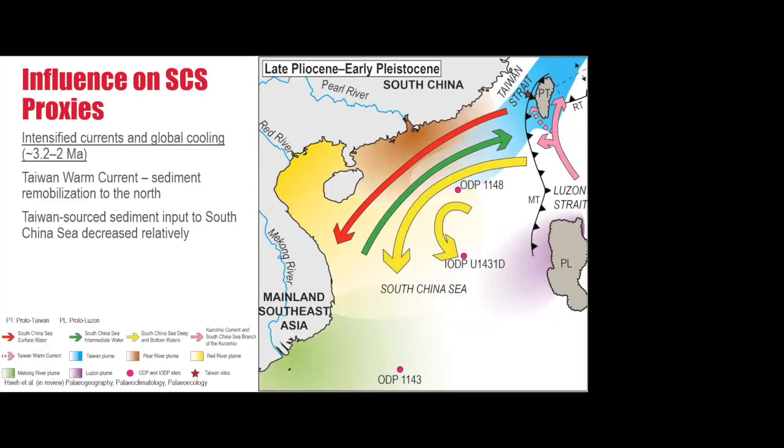And then by 3.2 million years ago, the continued southwest migration of Taiwan and its growth resulted in the formation of the Taiwan warm current, which remobilized some sediment from Taiwan northwards towards the East China Sea. So despite strengthening of deep water currents during the late Pliocene to early Pleistocene, relative sediment input from Taiwan to the wider South China Sea decreased.